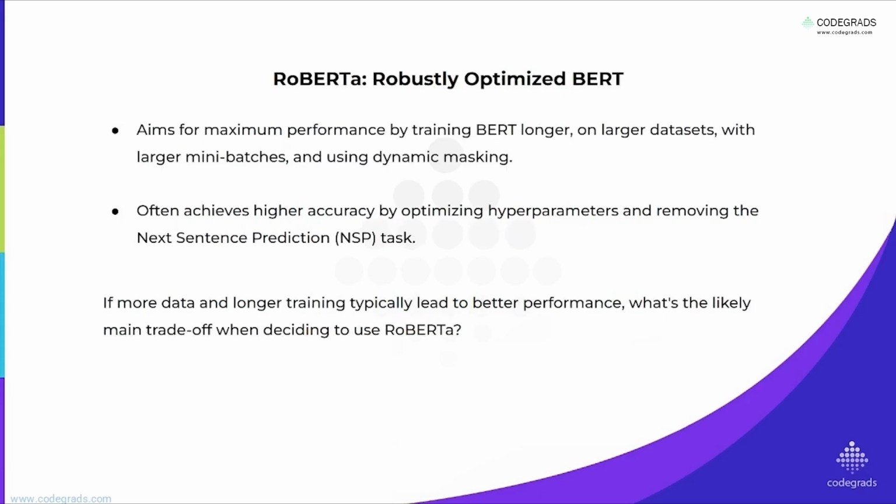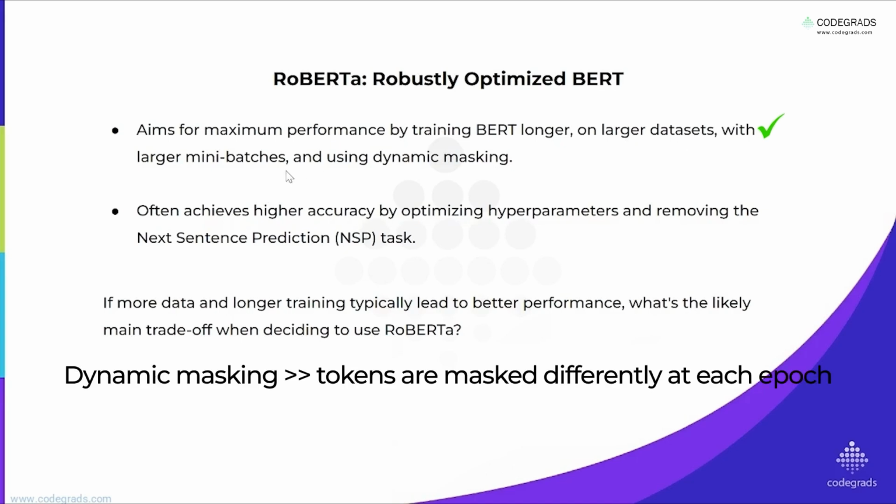The first one is RoBERTa, developed by Facebook, and it stands for Robustly Optimized BERT. It aims for maximum performance by training longer on larger datasets with larger mini batches and using dynamic masking. As compared to the original BERT model, it was trained on a larger dataset with larger mini batches and it uses dynamic masking. Also, it removed the next sentence prediction.